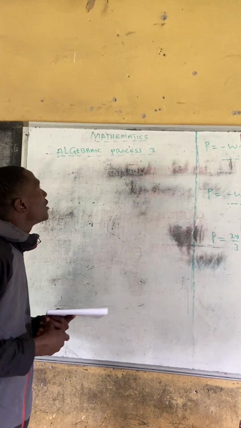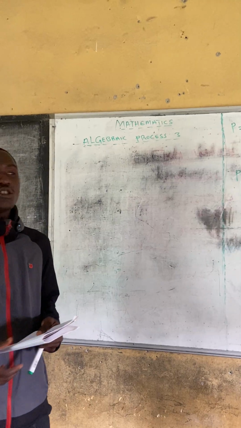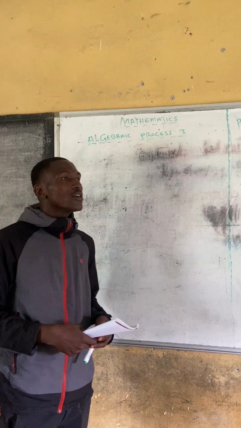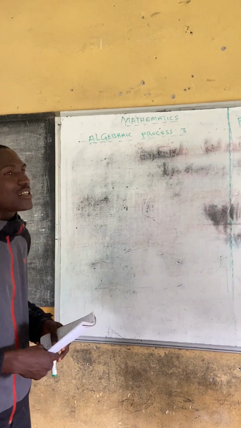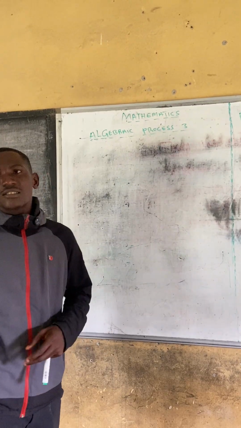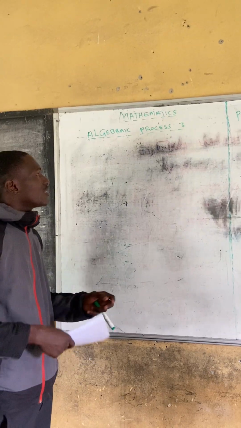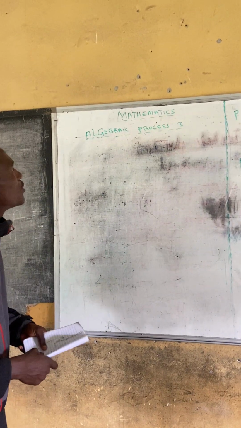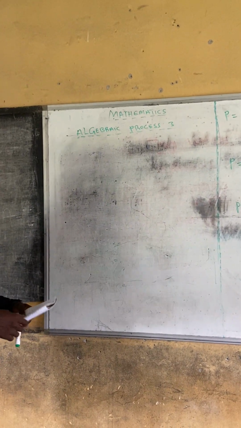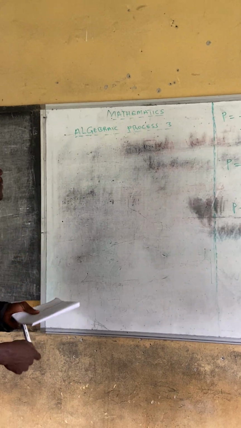Process 3. You know, in algebra, we have different levels of algebra. We have algebraic process 1, algebraic process 2, algebraic process 3. Now, when you look at it, algebra is classified into so many areas: linear algebra, quadratic, algebraic fraction, like a lot of it. So what we have to look at here is algebraic fraction, and that's algebraic process 3. Algebraic fraction is what we want to look at today.